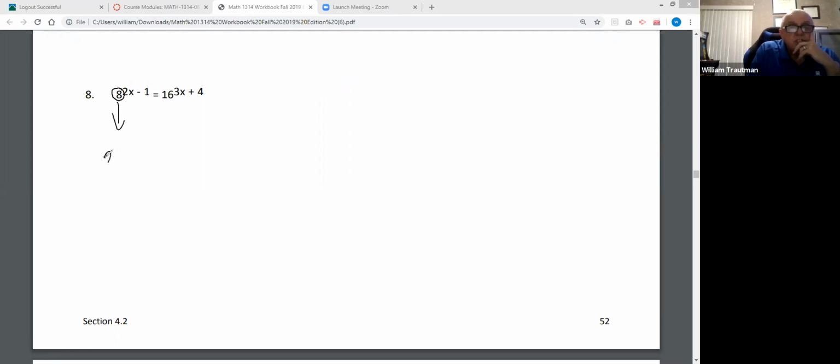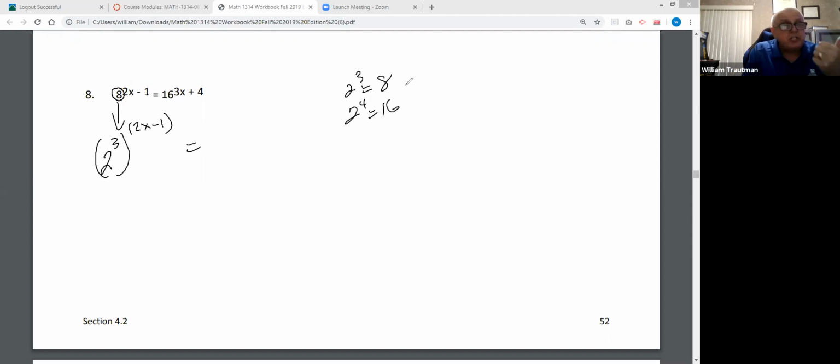8 becomes 2 to the 3rd power. That's my 8. It still has 2x minus 1 as a power. And on my calculator, 2 to the 3rd we know is 8. 2 to the 4th is 16. 2 times 2 is 4, times 2 is 8, times 2 is 16. So 16 changes to 2 to the 4th power.